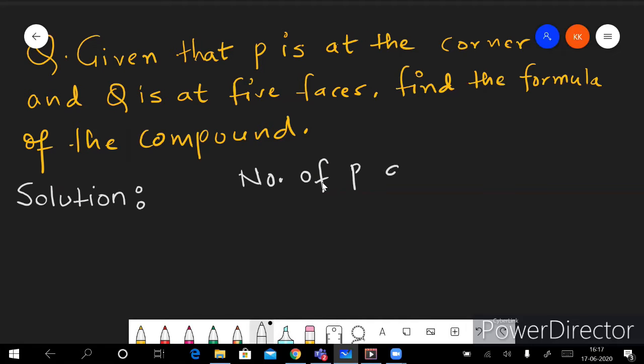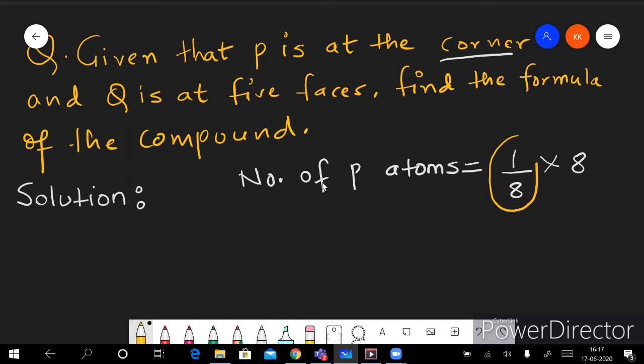Number of P atoms can be calculated by contribution of P at the corners. How much was the corner contribution? We know 1 upon 8 into number of corners in a cell, 8. We all know that the corner contribution is 1 upon 8 and total number of corners are 8. So the number of P atoms come out to be 1.